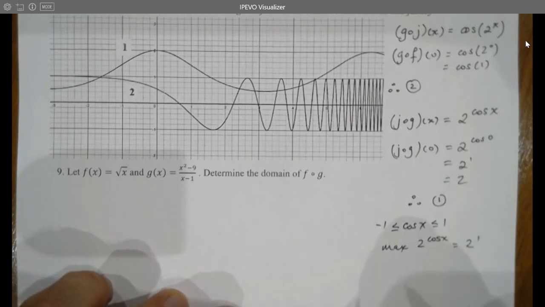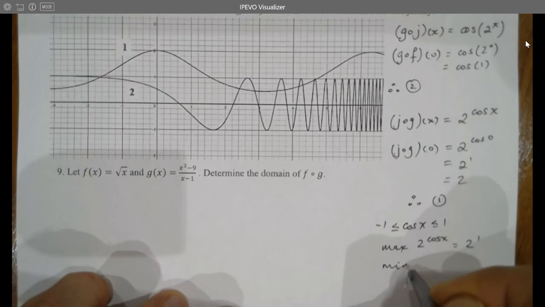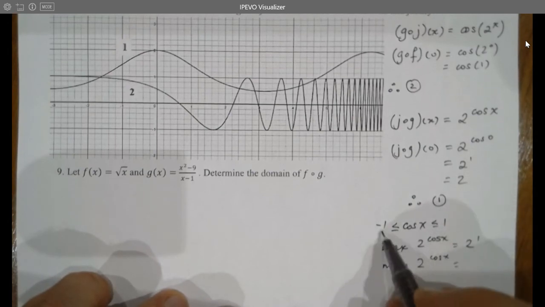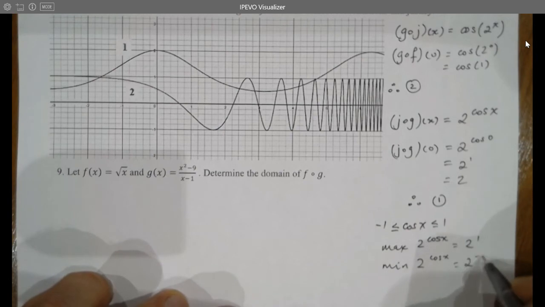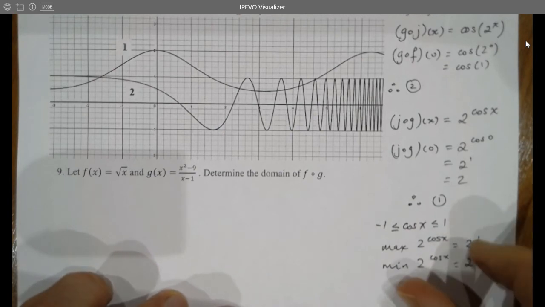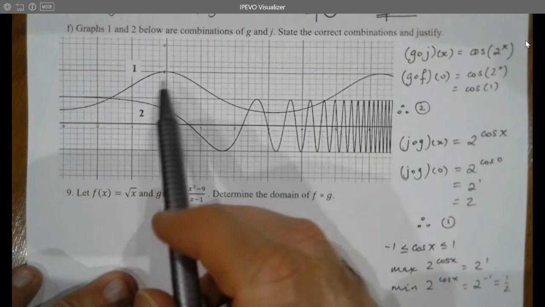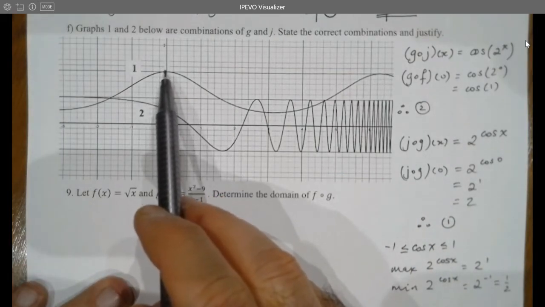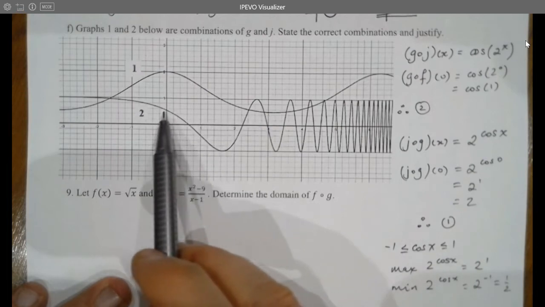And then the minimum of 2 to the cos x, we know, well, the smallest value it receives is -1, so 2 to the -1, which is 1/2. All right, and I see here that this function alternates between a maximum of 1 and a minimum of, well, hey, there you go, that's about 1/2. Okay, and we can make more arguments.